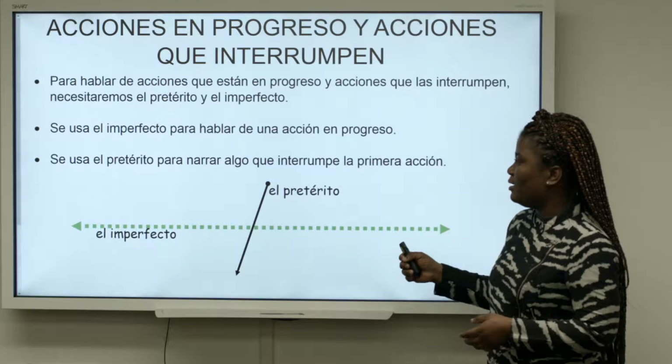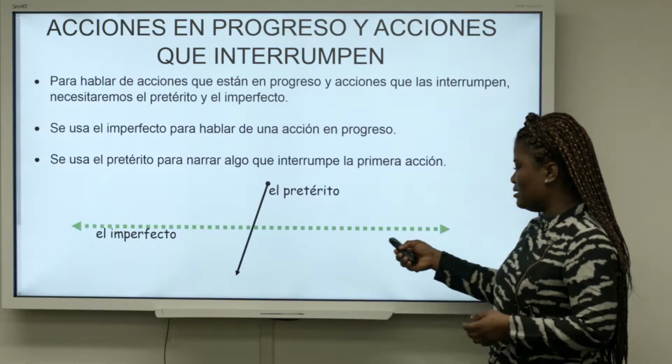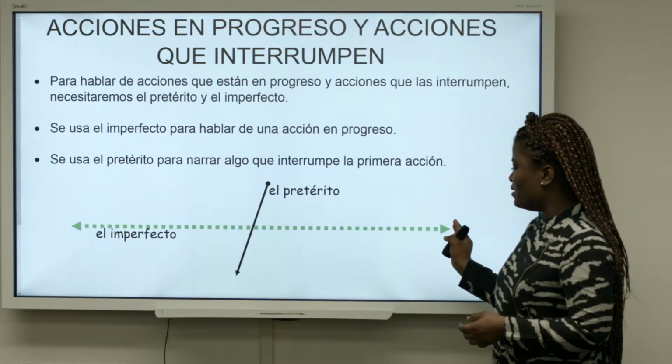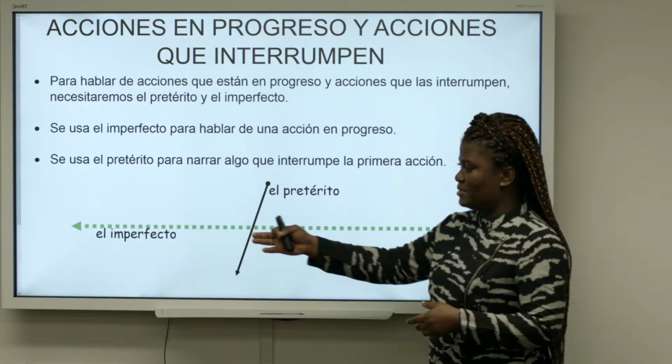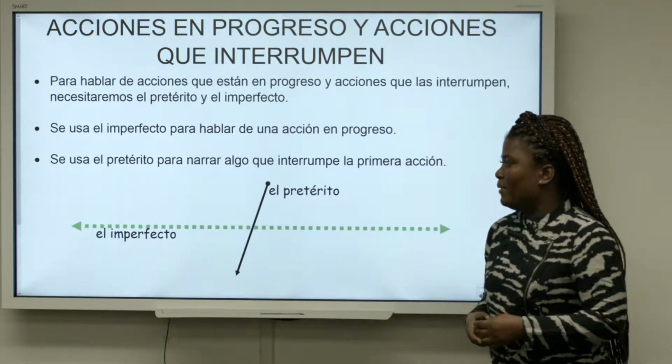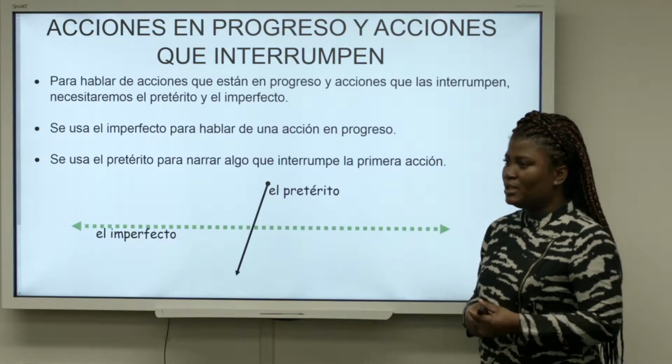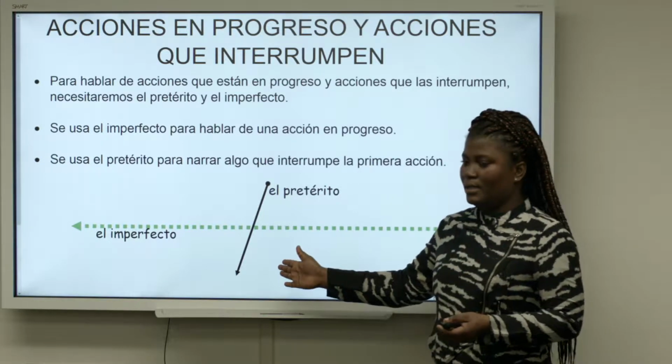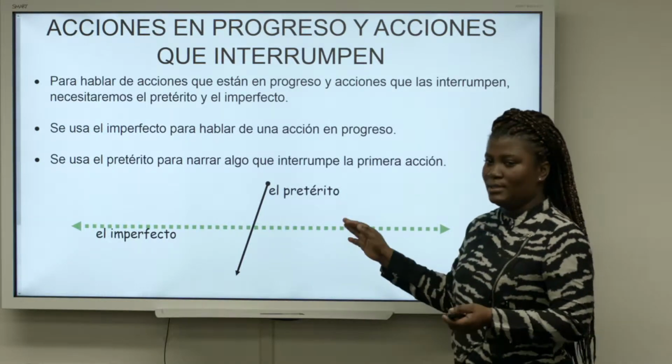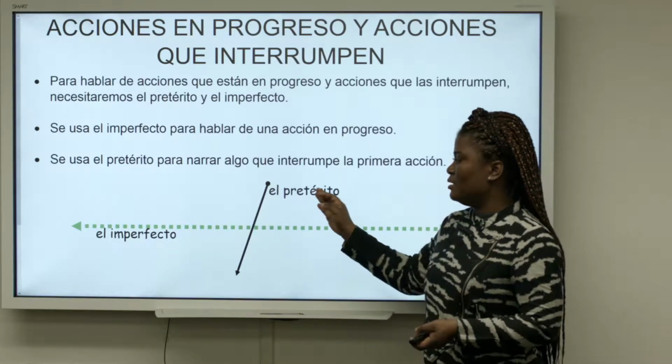So we use the imperfect to talk about an action that's in progress, so it doesn't have a specific end, neither does it have a specific beginning. But then when we want to talk about an action that interrupts an action that's in progress while it's still in progress, then we'll have to use the preterite.